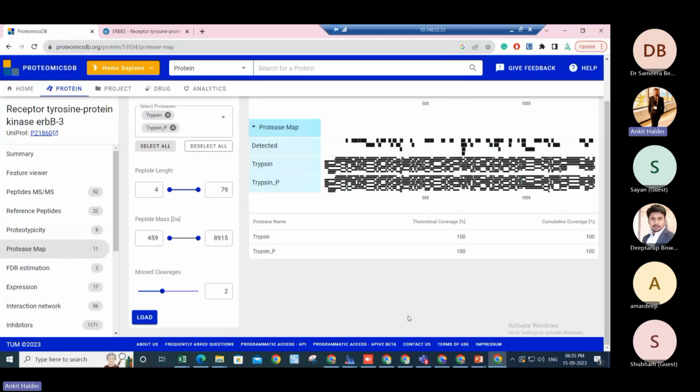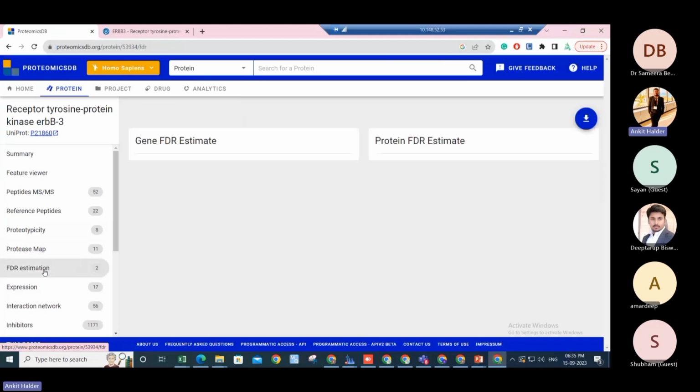So you can see that if you cut with your trypsin and trypsin P, then you can have a theoretical coverage of 100% for this particular protein, so the whole sequence will be covered and cut, and you can try to inject those peptides in the mass spectrometer and detect them. So you will get an overview of that. But this is again a theoretical estimation.